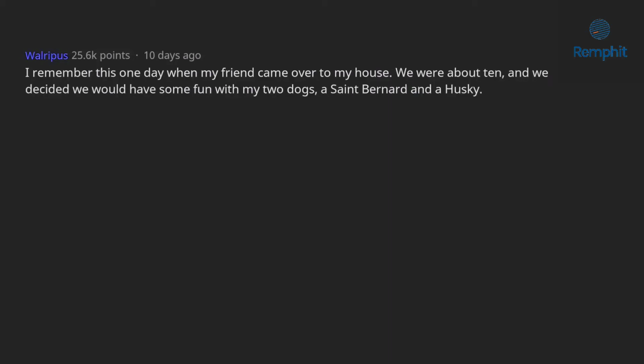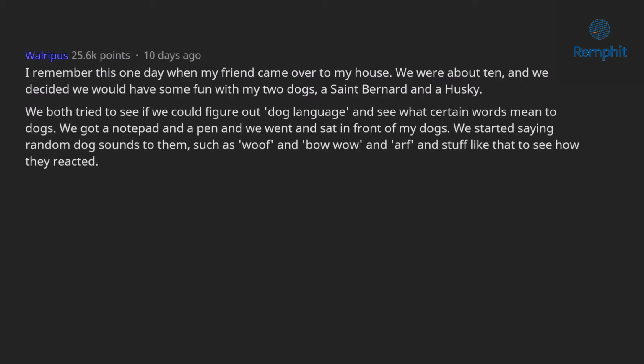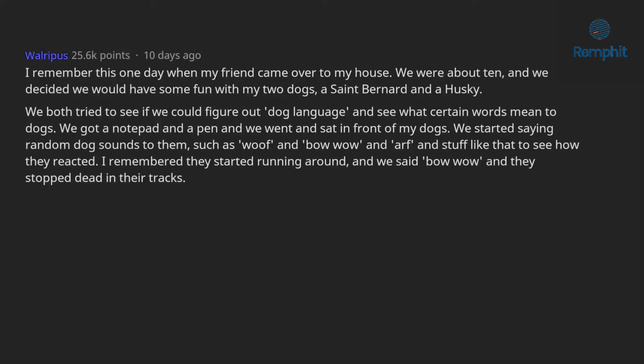I remember this one day when my friend came over to my house. We were about 10 and we decided we would have some fun with my two dogs, a Saint Bernard and a Husky. We both tried to see if we could figure out dog language and see what certain words mean to dogs. We got a notepad and a pen and we went and sat in front of my dogs. We started saying random dog sounds to them, such as woof and bow wow and off and stuff like that to see how they reacted.